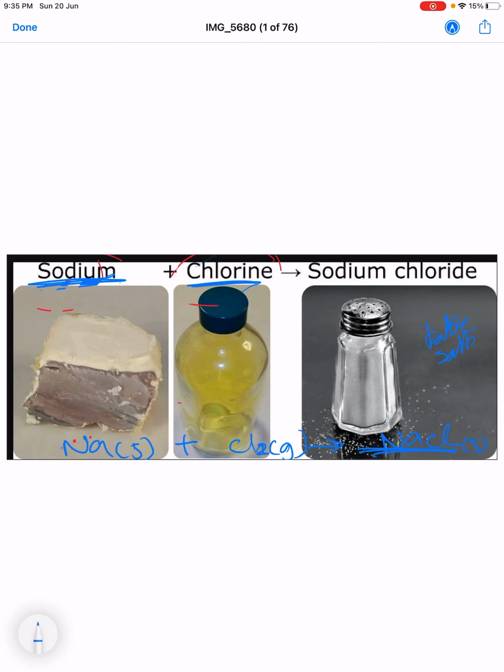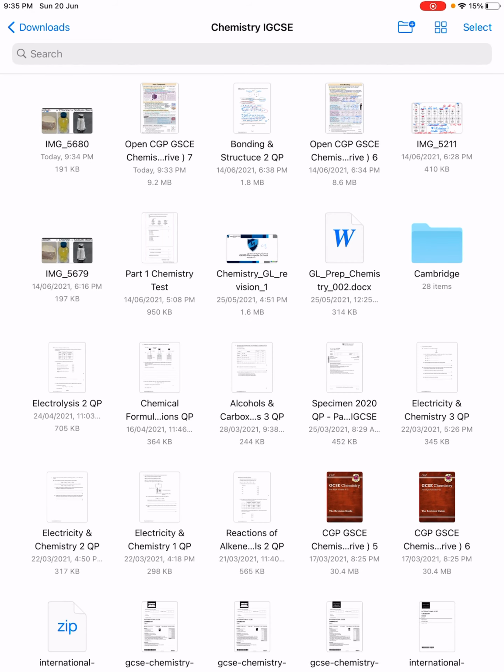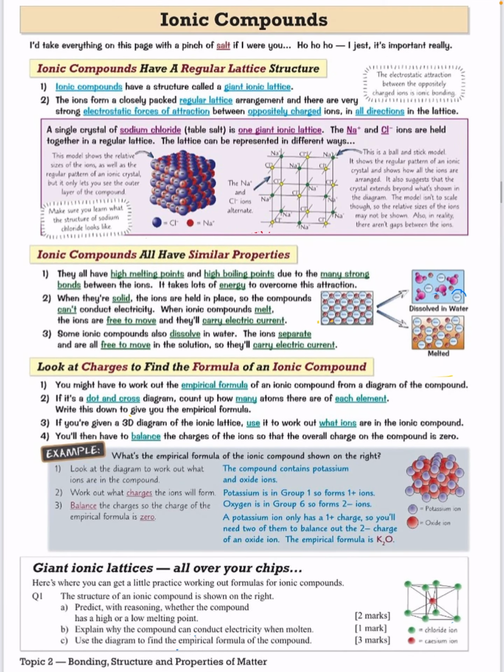This is one of the mysteries of chemical reactions: how electrons move from the sodium and are gained by the chlorine, and how this results in ionic bonding. All of these will be explained in my last video, so please have a look over it. Today I will be focusing more on the properties of ionic compounds.